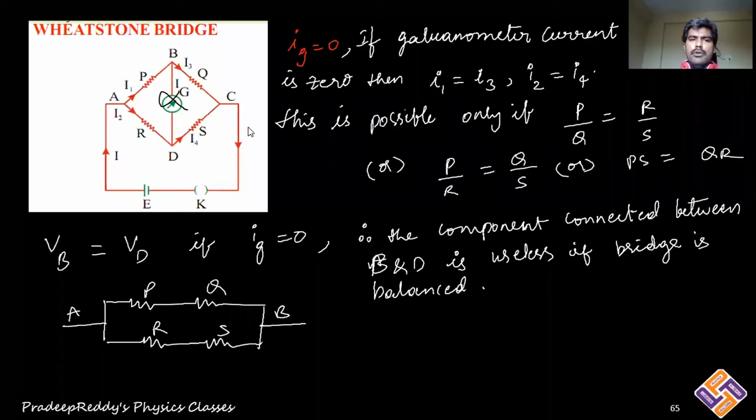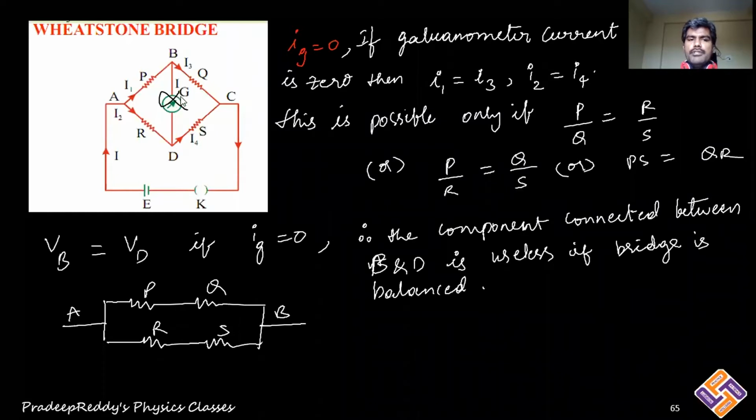So in Wheatstone bridge, remember that the bridge will be balanced if and only if the ratio of the resistors connected over here, P by Q, is numerically equal to R by S. If the bridge is balanced, current in the galvanometer is 0. It means that potential at B and potential at D are equal. If potential at B and potential at D are equal, then there will be no current flowing through BD.